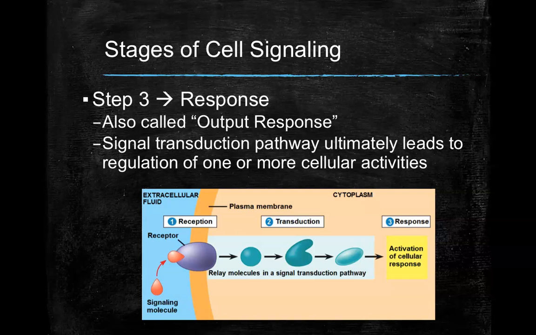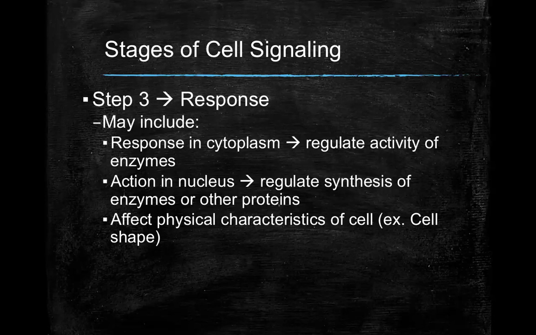In some cases, it may be a single response we're trying to regulate. Other times, I can use one signaling molecule with a handful of transduction pathways to regulate multiple cellular activities. It all depends on the pathway that you're dealing with. But regardless, those responses tend to fall into a couple of different categories. If it's a response that ends up happening in our cytoplasm, it's usually a way to regulate some sort of enzyme, and a lot of those tend to be metabolic pathways.